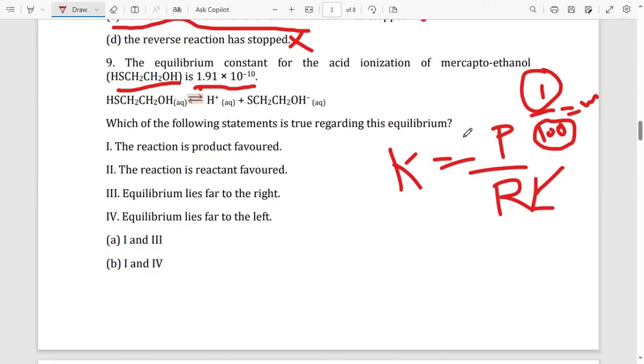So now let's look at this. They're saying which of the following is true regarding this equilibrium? They're saying the reaction is product favored, which means there are more products. We're saying no to this because of the explanation that I gave here. And then they're saying the reaction is reactant favored. This is true because we have more reactants. No wonder this K value here is smaller.